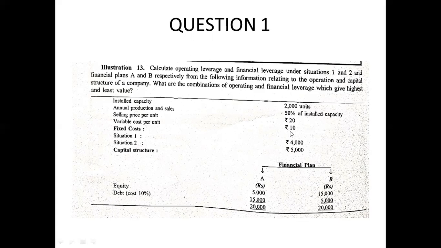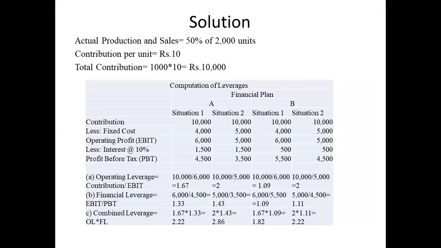टोटल कंट्रीब्यूशन कितना हो जाएगा हमारे पास? That is 50% of 2000, 1000 units and 10 rupees for the contribution. So 1000 multiplied by 10, that is 10,000 rupees. So let's solve this question now. कंट्रीब्यूशन हमने देख लिया, हर सिचुएशन में 10,000 है.